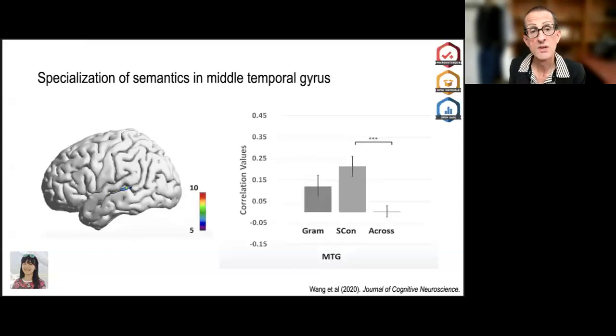So we used this approach to look at whether there was specialization, and these were pre-registered studies. So we looked at whether there was specialization for semantics in the middle temporal gyrus, and we see some evidence here that there is. The within semantic was greater than the across, although the within semantic wasn't really greater than the within syntax. So it's weak evidence for the semantic specialization.